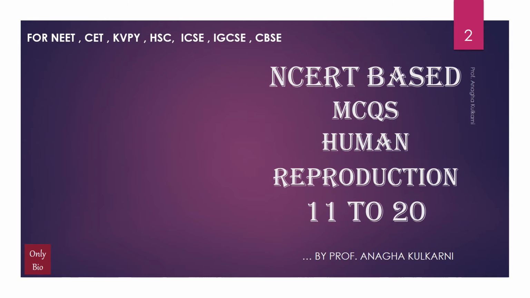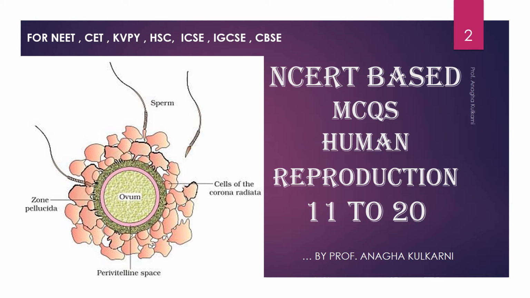So in this segment, we are going to solve the MCQs from 11 to 20 based on human reproduction, and this includes the exemplar questions till 18, because in the exemplar there are just 18 questions, after which we will start with the additional questions for the purpose of practice.